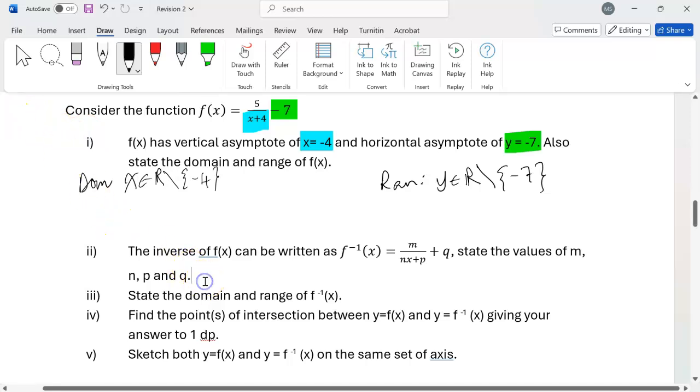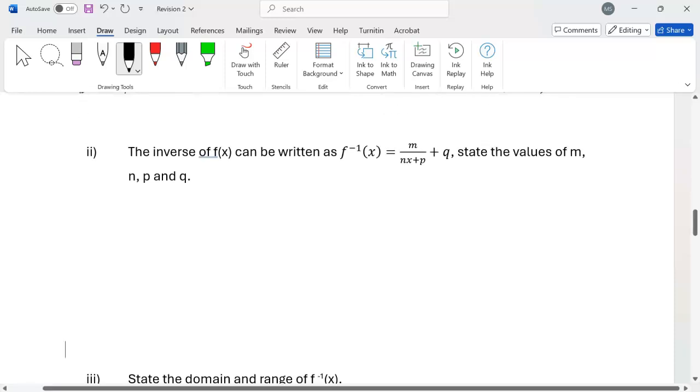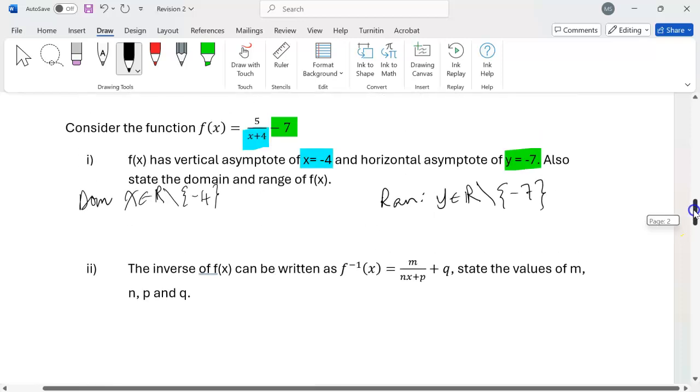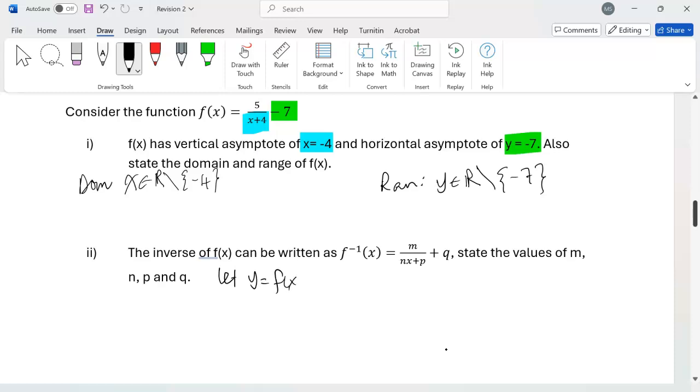Now you need to find the inverse, and they already gave you the format, and you are supposed to find the values of the unknowns. So you should be doing the inverse. Let y equal f(x).